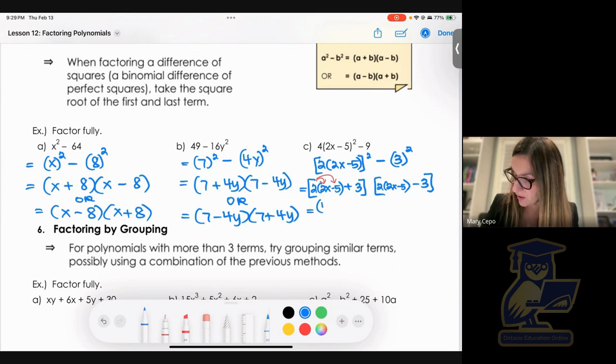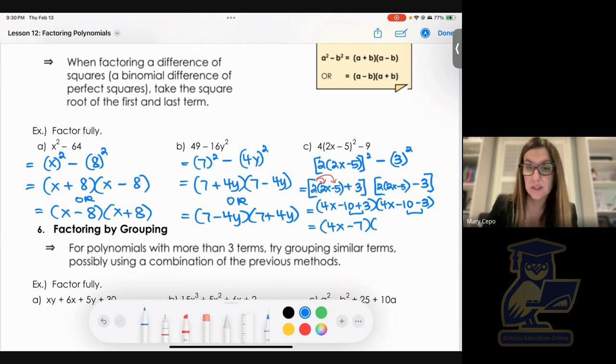2 times 2x, which is 4x, 2 times negative 5, which is negative 10, plus 3. 2 times 2x, which is 4x, minus 10, minus 3. And of course, we simplify, collect like terms. 4x, negative 10 plus 3, which is negative 7. 4x, negative 10 minus 3, which is negative 13.